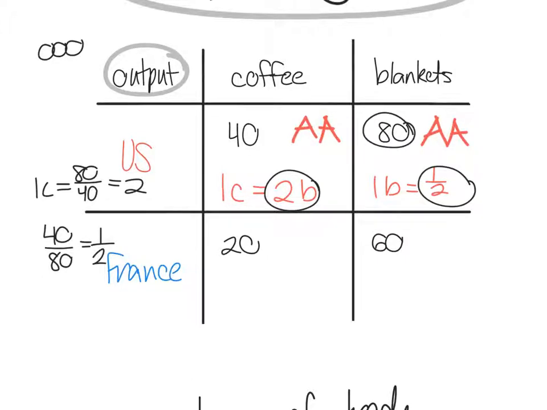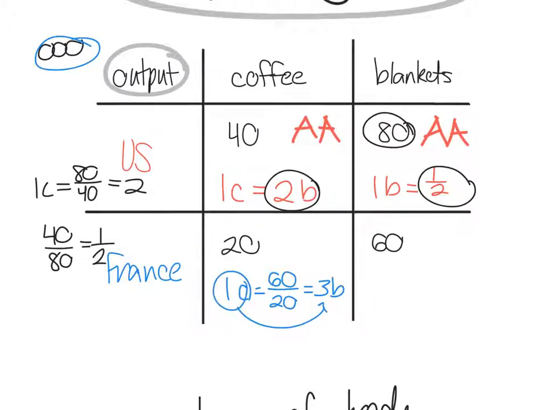So let's find the same opportunity cost for France. So for 1 coffee, I'm going to put 60 over 20, keeping my rule over here in mind, and that math is going to end up being 3 blankets. So this is going to be my opportunity cost for producing 1 cup of coffee. I'm going to be losing the opportunity to produce 3 blankets.